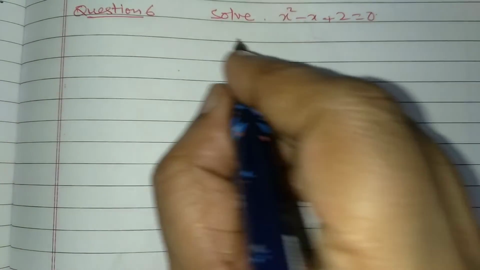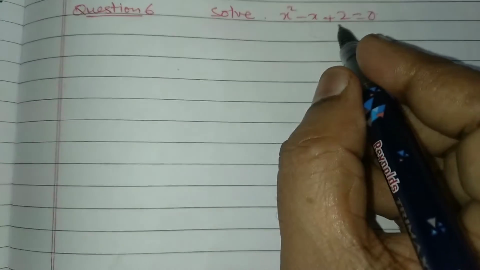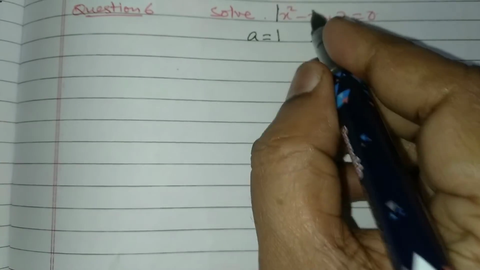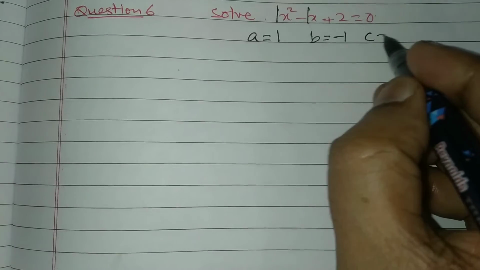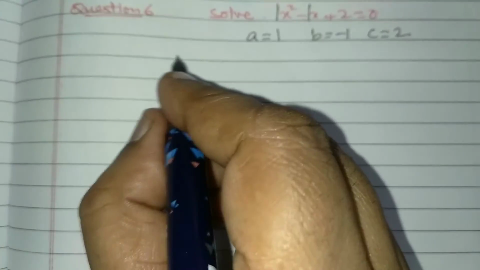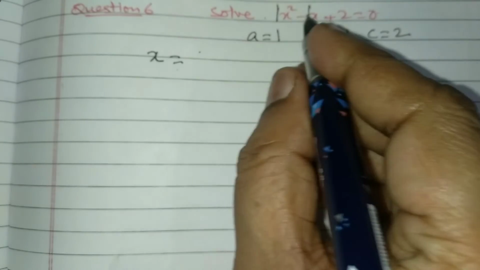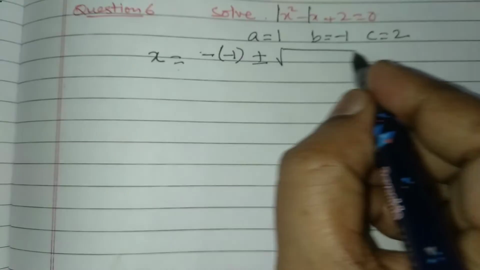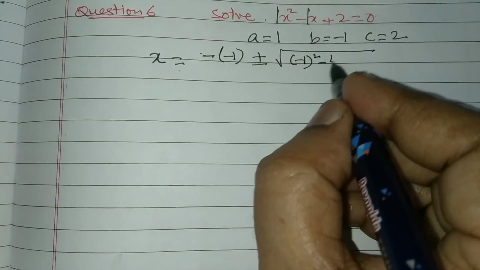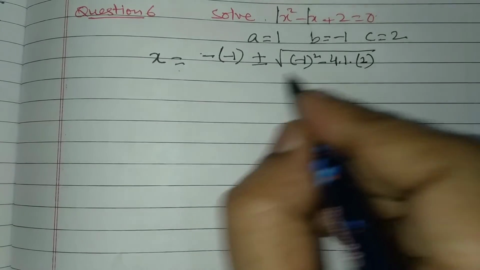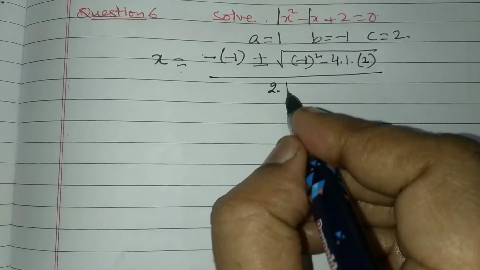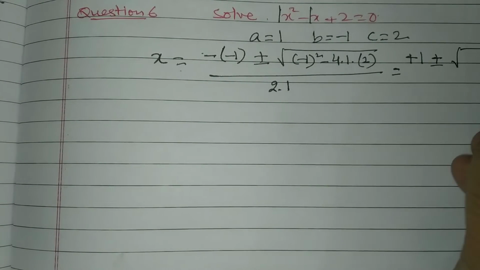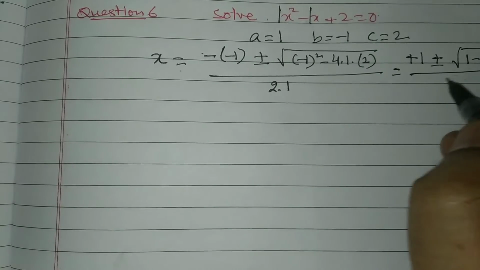Next question is x square minus x plus 2. So coefficient of x square is a, that is 1, b is equal to minus 1, and c is equal to 2, the constant term. Here the variable is x, so x is equal to minus b, that is 1, plus minus root under minus 1 square minus 4 into 1 into 2, divided by 2a, so 2 into 1.